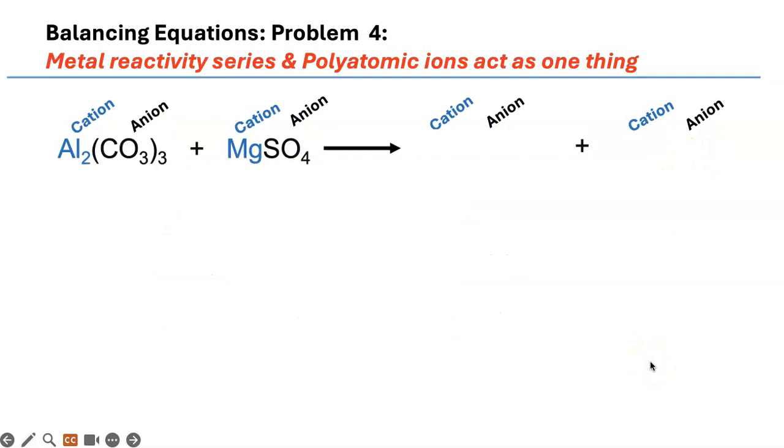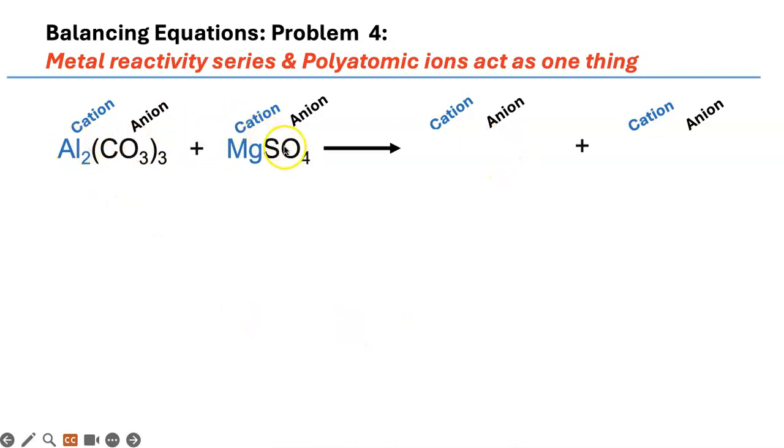Problem 4. This is a metal reactivity series problem with 2 polyatomic cations, polyatomic compounds. These are 2 ionic compounds. And remember, you write the cation on the left and the anion on the right. Now when you have things like this, they can swap each other because one is always going to be more reactive than the other. So you have to predict the products.